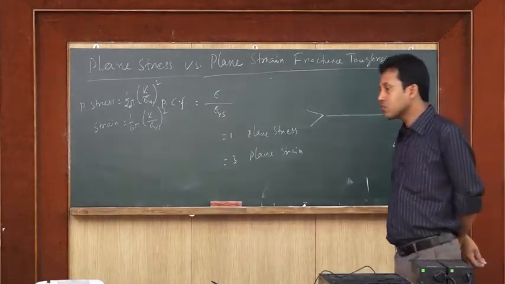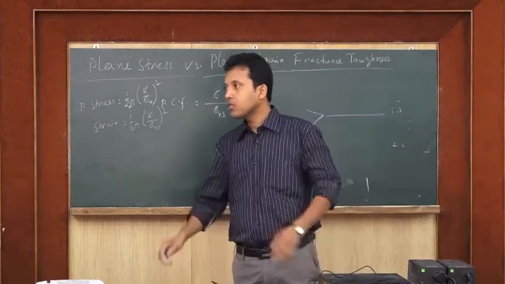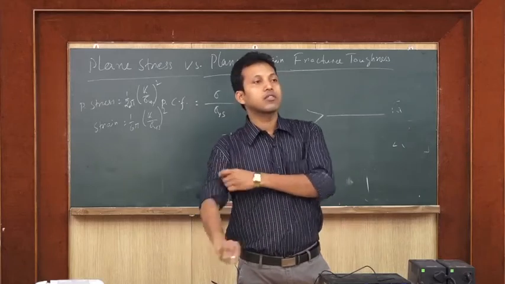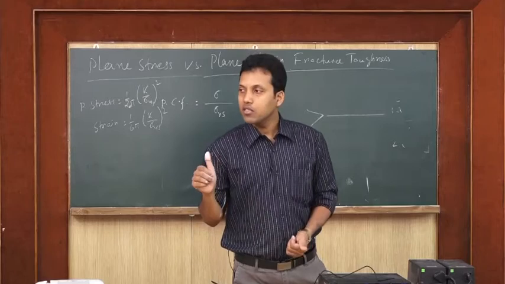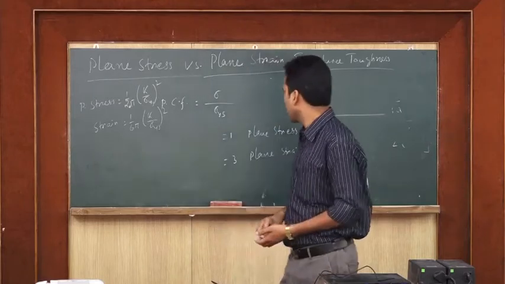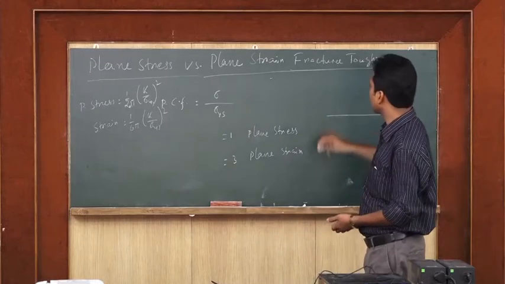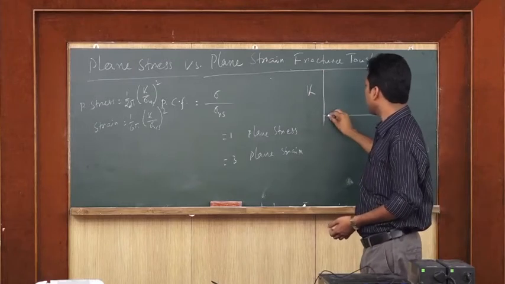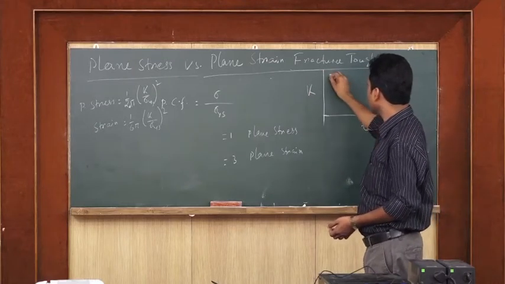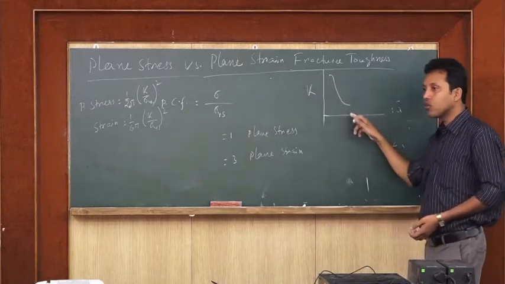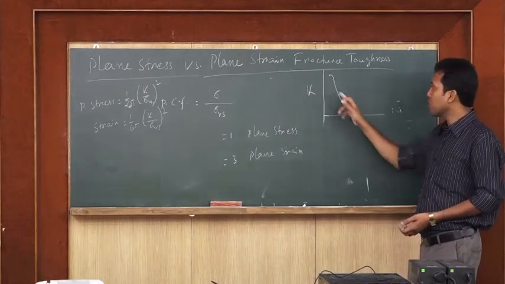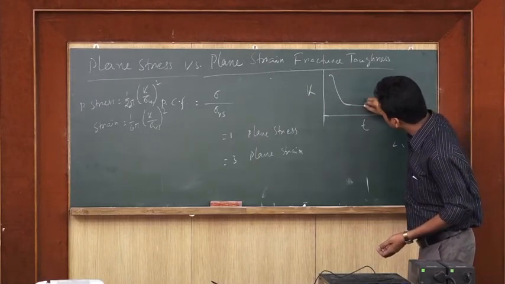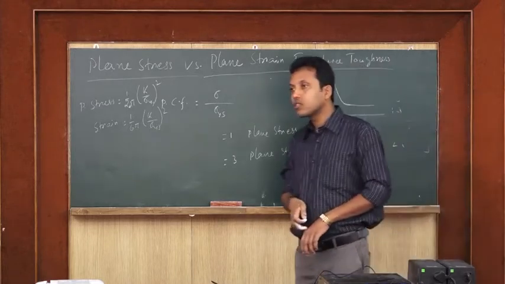If the plastic zone size is smaller, that means what? The plastically deformed region in the material is less. So if plastic deformation is less, the toughness is less. So if I have a plot of fracture toughness, rather toughness of a material, versus thickness, I will see a curve coming down with increasing thickness, and after a certain thickness the toughness does not change.